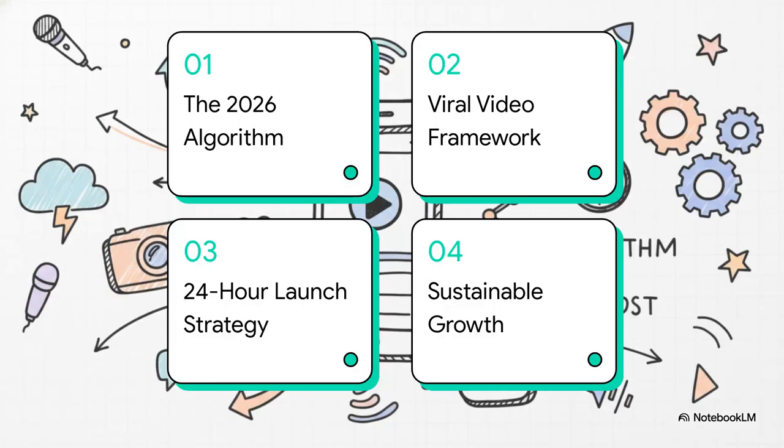Okay, let's dive into this. Here is our extremely practical roadmap for today, guiding you all the way from understanding the rules to hitting publish. First, the 2026 algorithm unlocked. Second, the viral video framework. Third, the 24-hour launch strategy. And finally, we'll wrap up with the keys to sustainable growth.